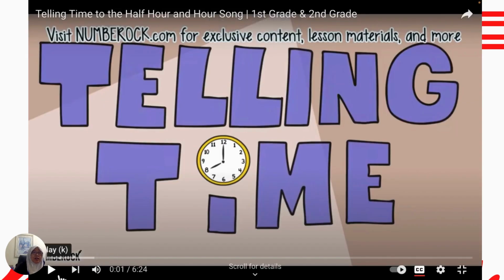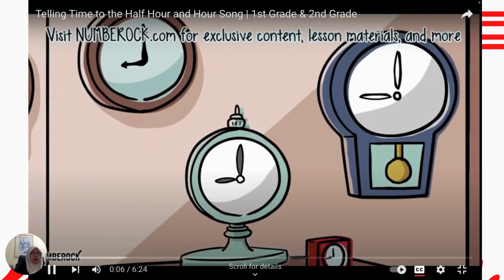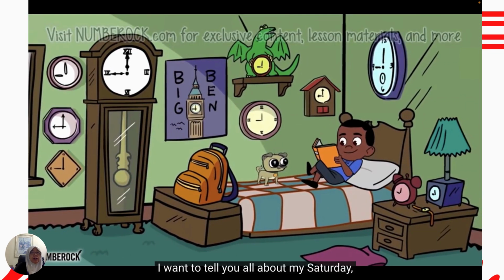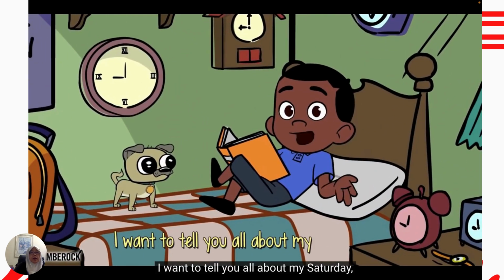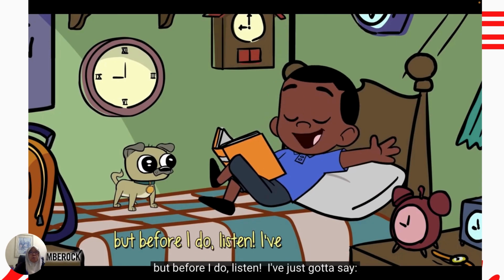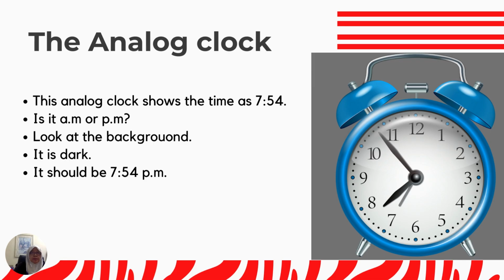Okay, so you can actually go to numberrock.com and you can find lots of songs pertaining to lessons, and then it could fit into the class that you're teaching. Okay, so let's continue with the analog clock. Now this analog clock shows the time as 7:54.